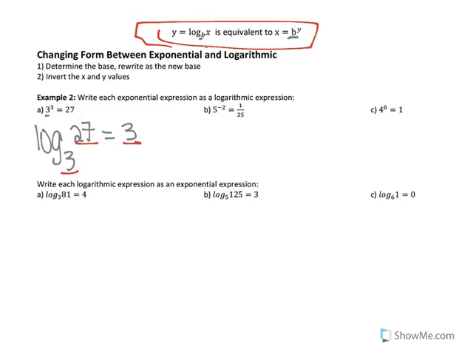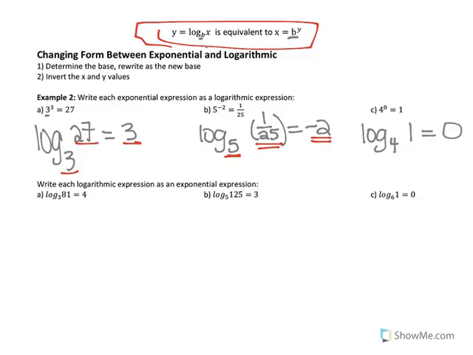The next one would be log base 5. The base stays the same. Now we're going to put 1 over 25 on this side of the equal sign, and negative 2 goes over here. So 5 to the power of negative 2 makes 1 over 25. Last one, log with a base of 4. My base stays the same. The 1's going to move to this side of the equal sign, and the 0 will move over here. So again, 4 to the power of 0 equals 1.